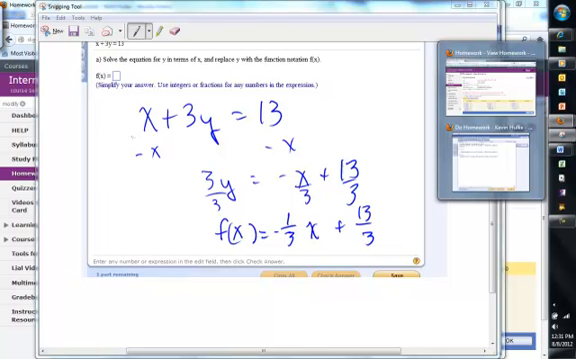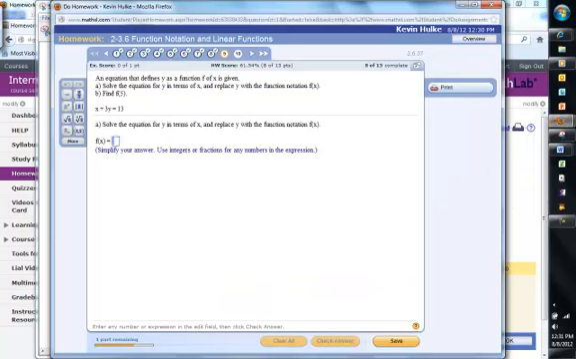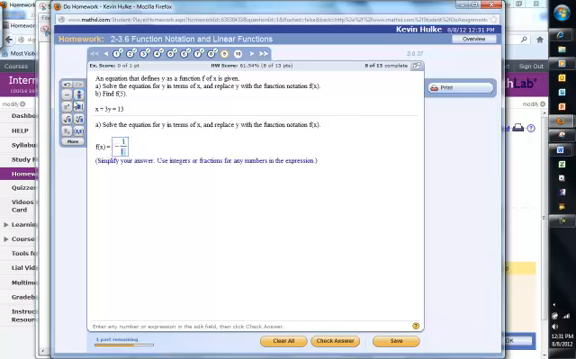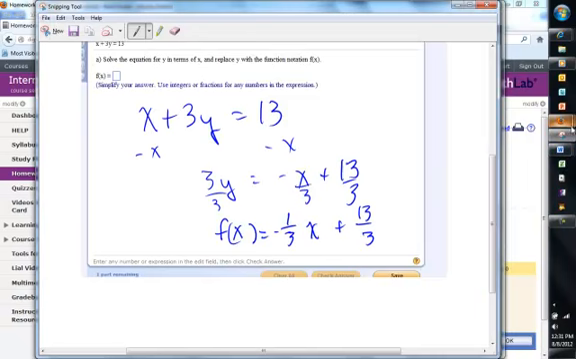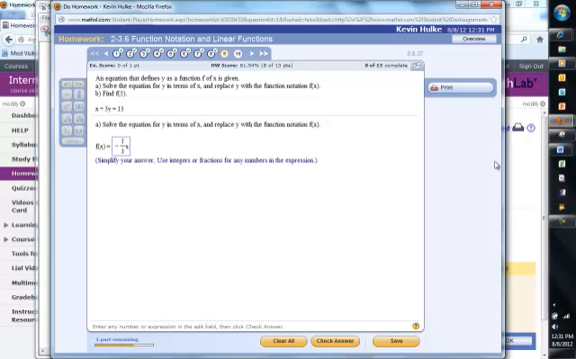So it'll be negative fraction 1/3 x, and I forgot, was it plus 13 thirds? Plus fraction 13 thirds. Okay, now we have to find f of 5.